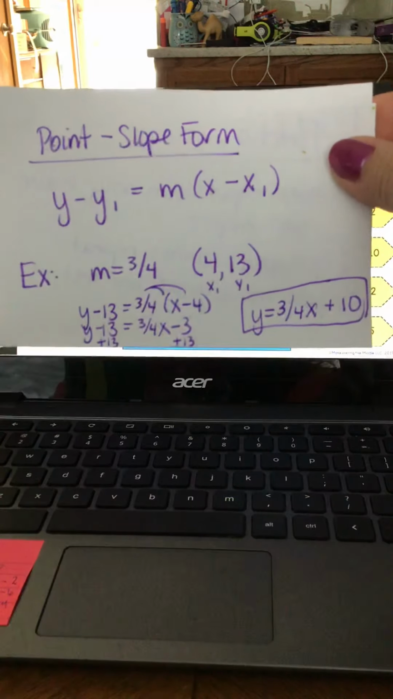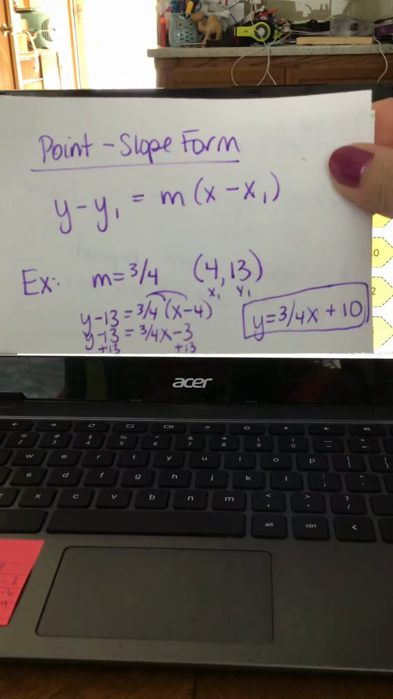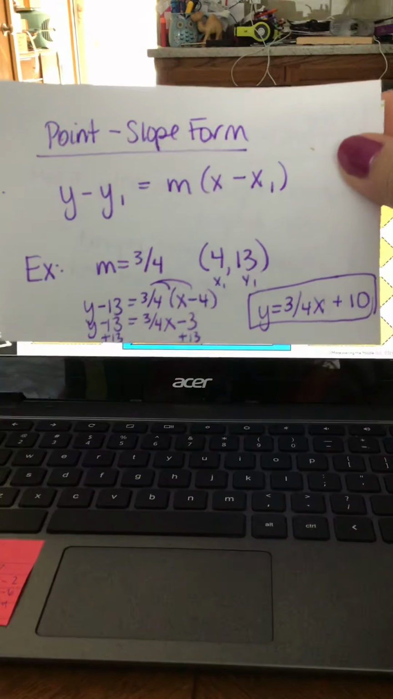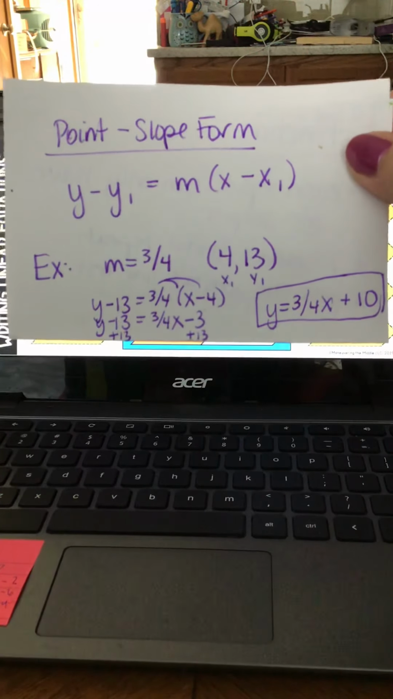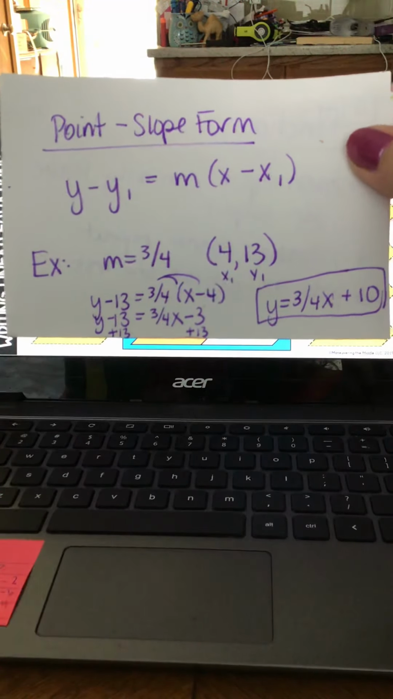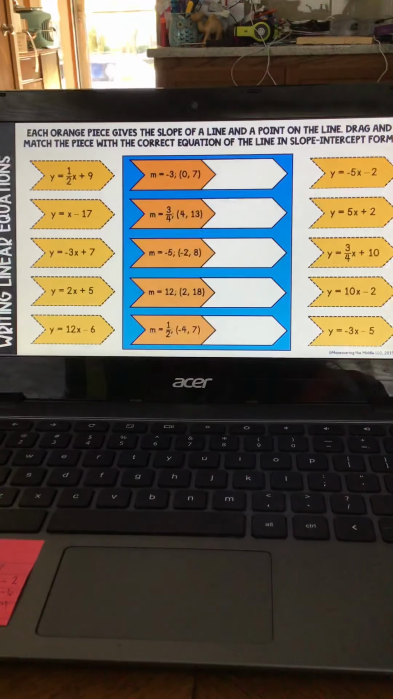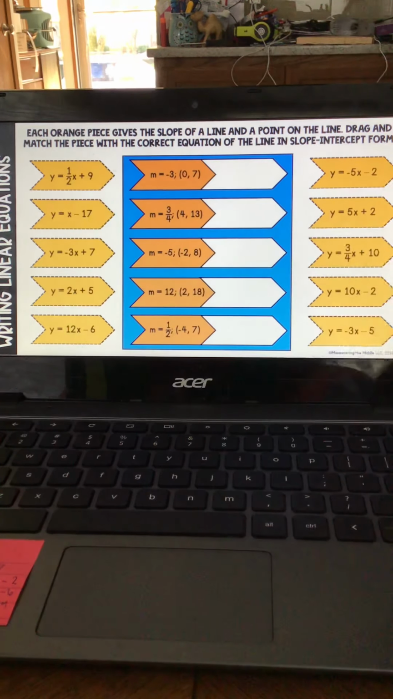In this case, you just plug it into point slope. The points that you were given, the 4 and the 13, are your x1, y1, and you plug those in. All you have to do is distribute and solve for y. In this case, I got 3/4 x plus 10. So then you should be able to find that. Take a look at that for a second. You should be able to find that on the slide. Then you're just going to drag and drop that into the right segment.